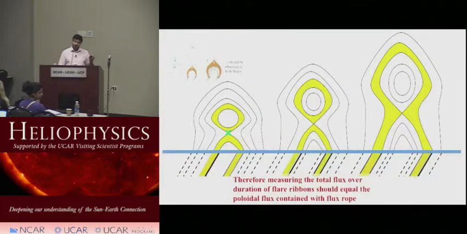All right. So yes, I didn't mention, it's not the total flux and it's not the toroidal flux. So I should have been explicit when I spoke it, but the flux that you measure in the flare ribbons is equivalent to the poloidal flux of the CME, not the toroidal flux. Is that answering your question?